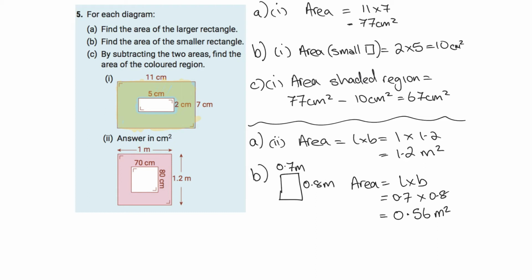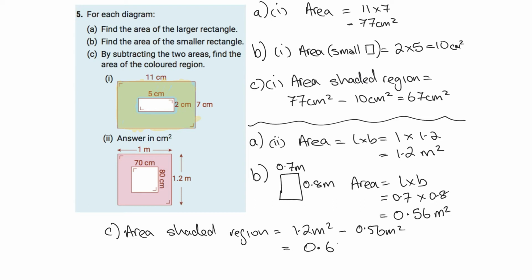Okay, and the last part of the question then is by subtracting these 2 areas, find out what the area of the shaded region is. So the same as before, I'm going to say the area of the shaded region will be the larger area, 1.2 metres squared. Take away the smaller area, which was 0.56 metres squared. And that is, when you do that on your calculator, it should be 0.64 metres squared.